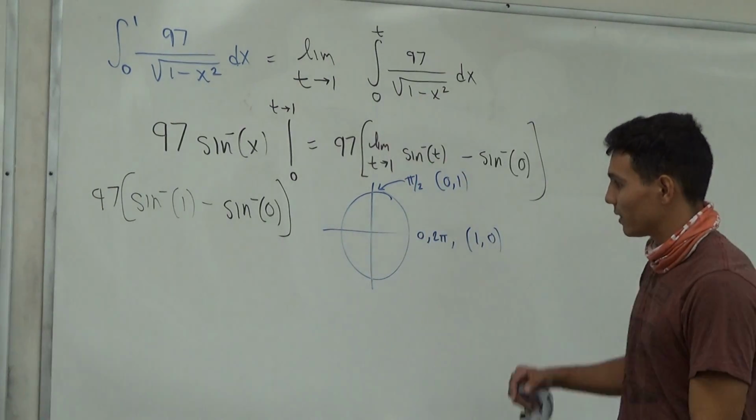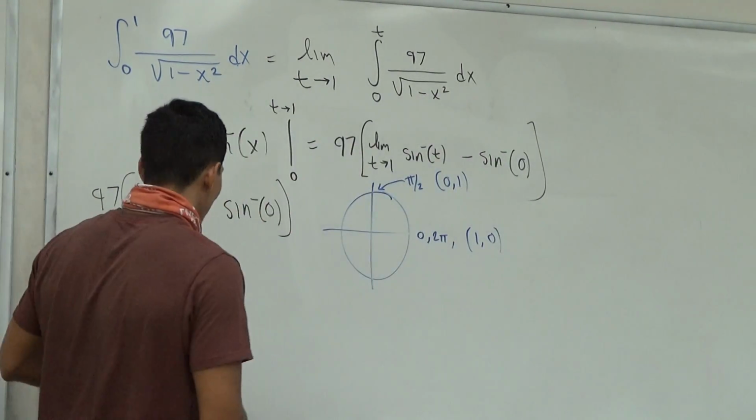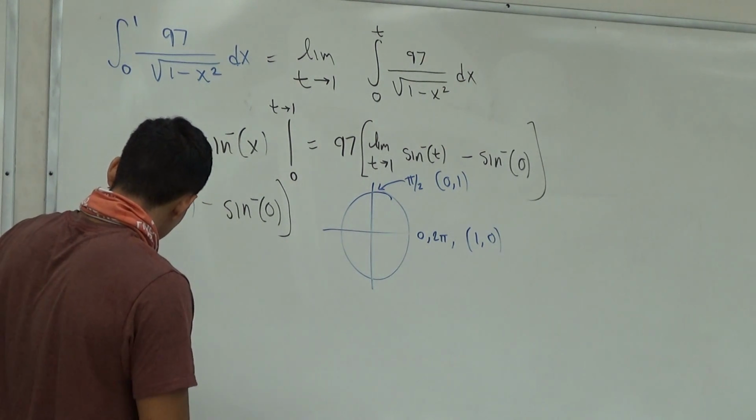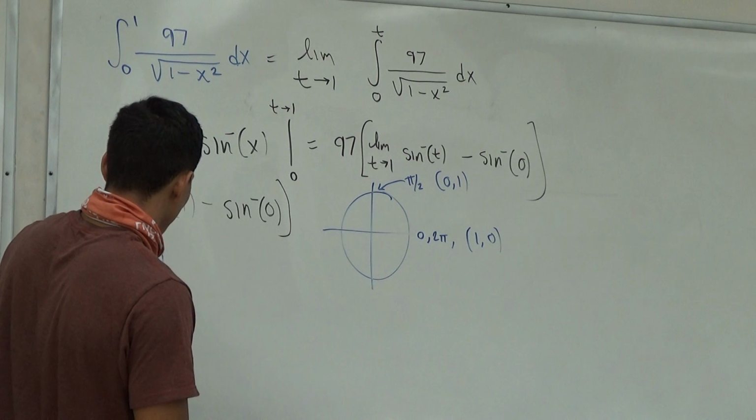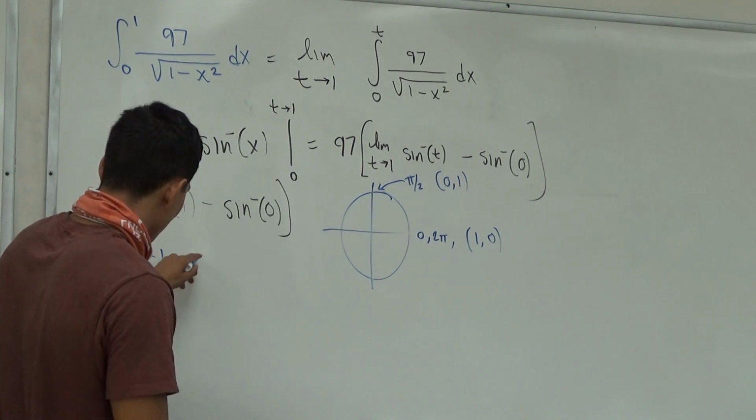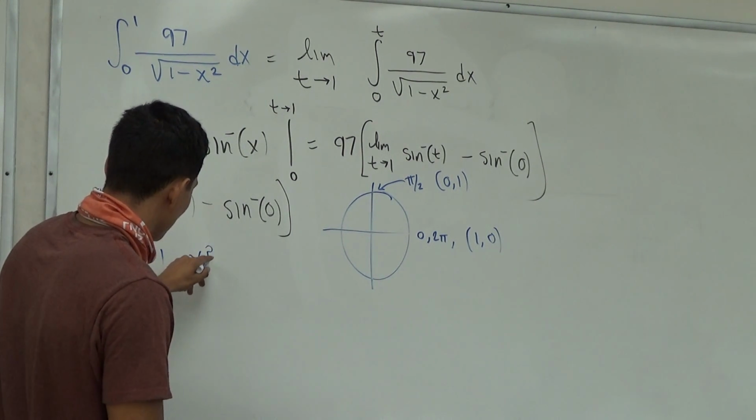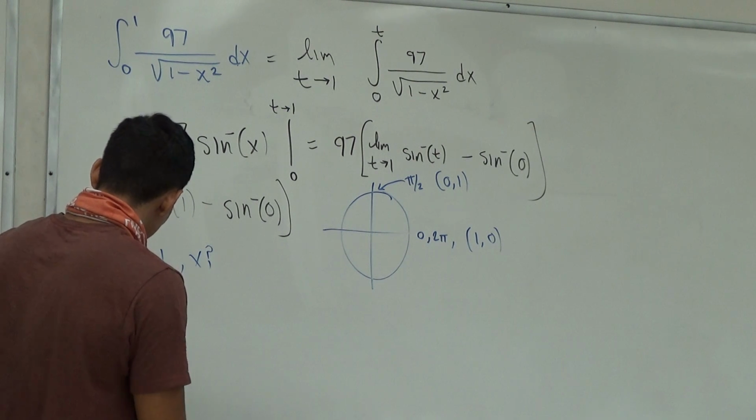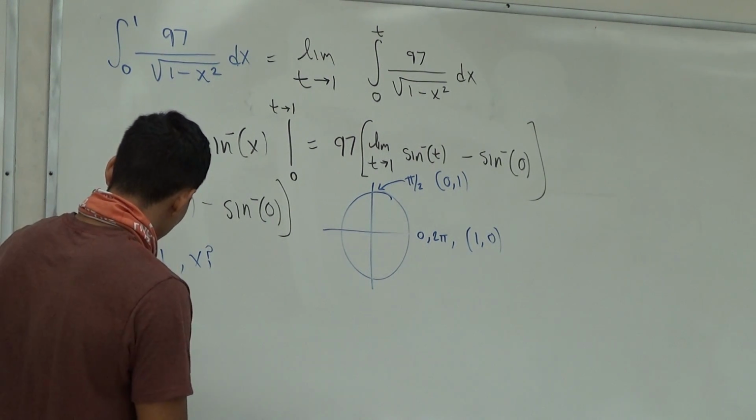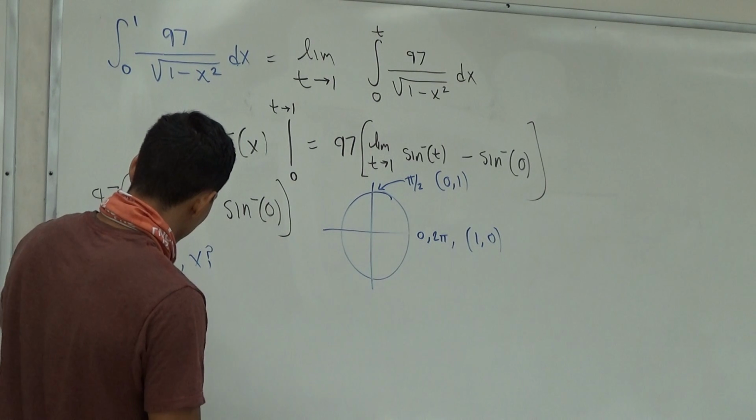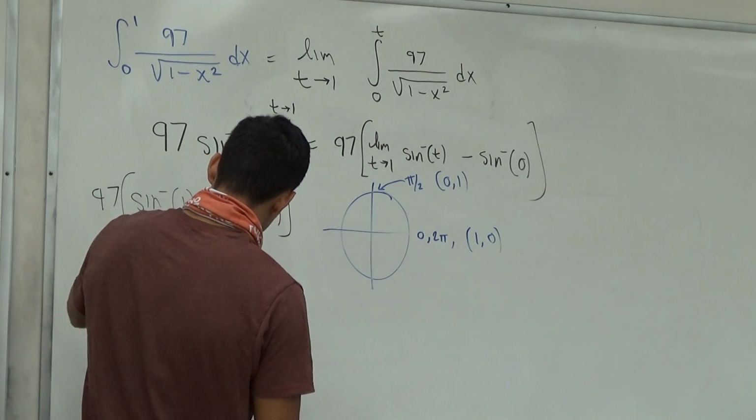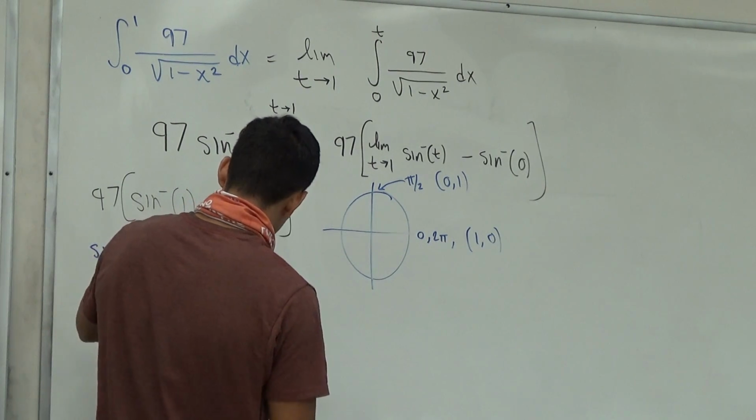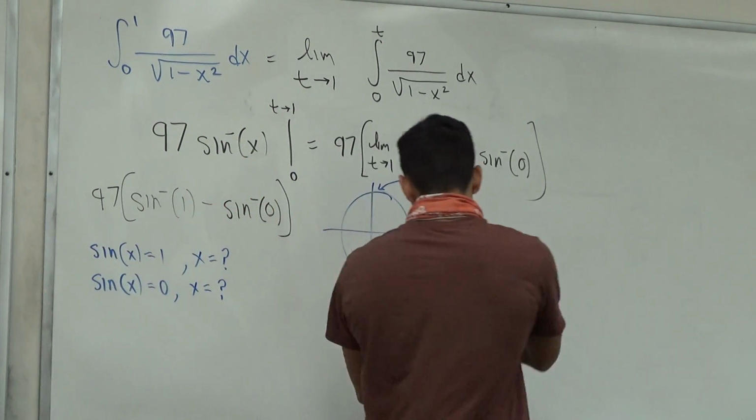So let me just think about this. Sine inverse of 1 is the same thing as sine of x is equal to 1. So what is x? And then sine inverse of 0 is the same thing as sine of x is equal to 0. So what is x in this case, and what is x in this case as well? Now we can use these facts.